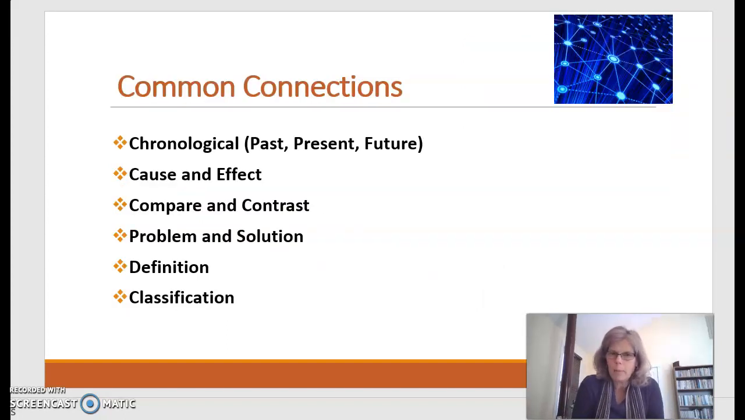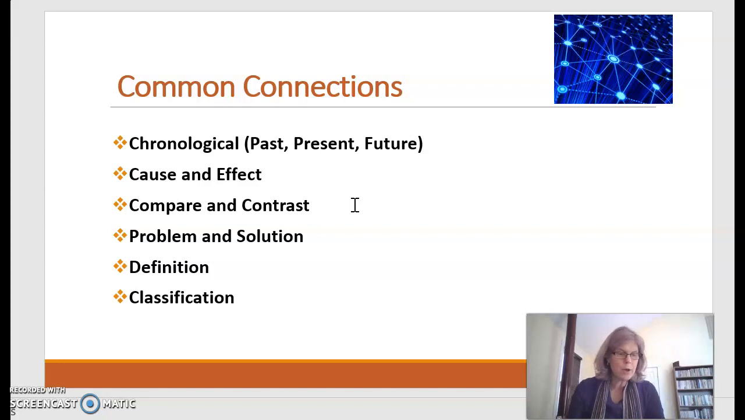So one really common connection would be to use chronological order, right? To put things from past to present to future and use a lot of time words. And that we would be familiar with. But we also see writers using cause and effect to show their supporting points, or comparison and then a contrast, or maybe a problem and a solution. We're going to see that a lot in this unit. Definition comes up all the time, as well as classification.